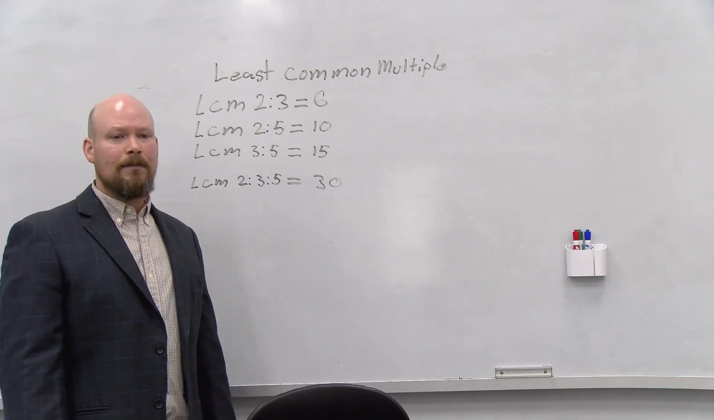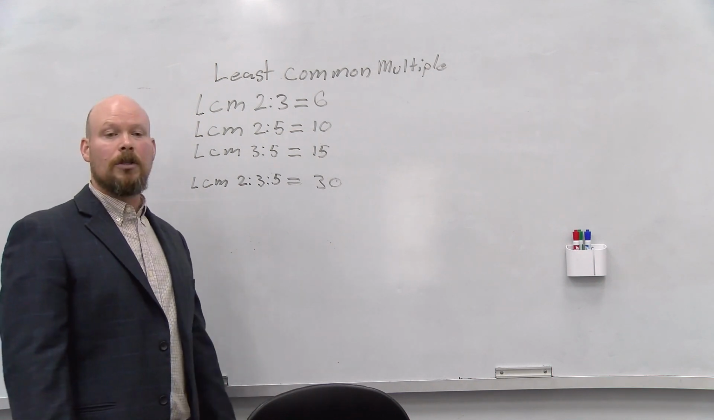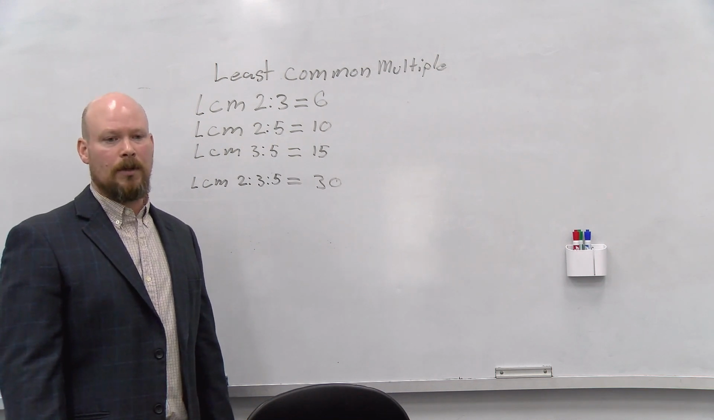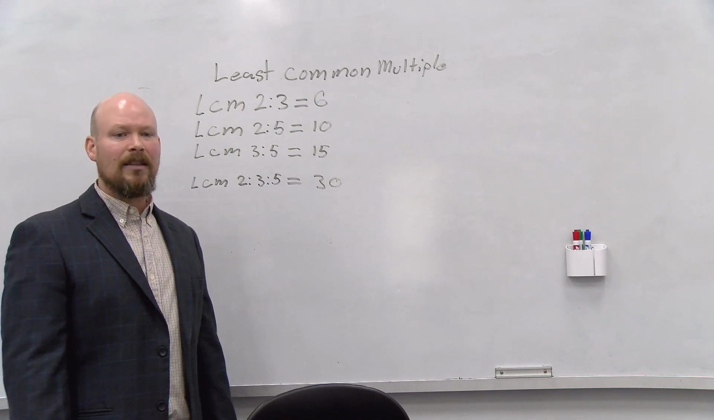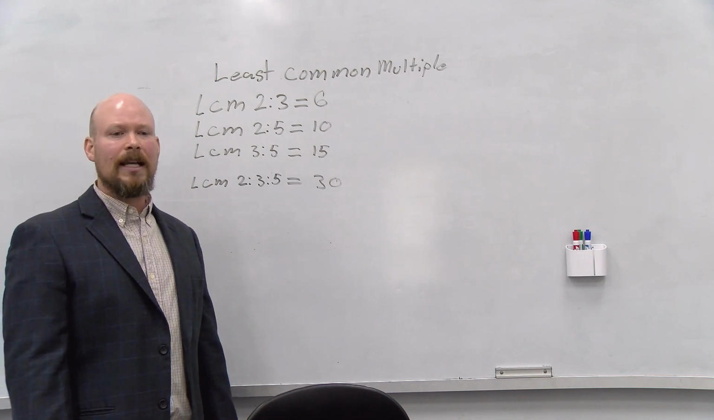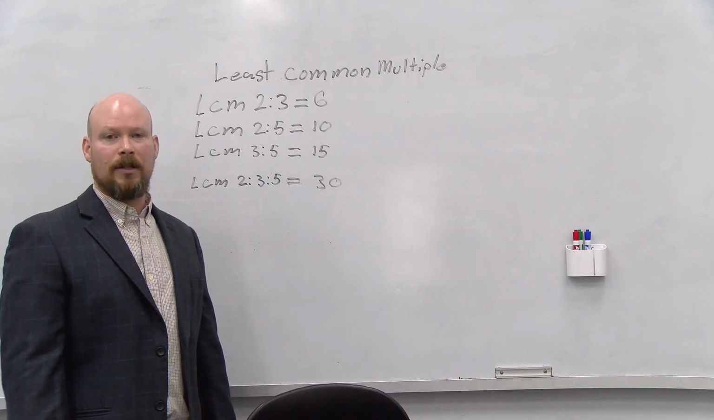This is relatively simple if we're using 2 small numbers. We know that the least common multiple of 2 and 3 is 6. The least common multiple of 2 and 5 is 10, and the least common multiple of 3 and 5 is 15. It gets a little more tricky when we start to combine 3 or more time relationships.